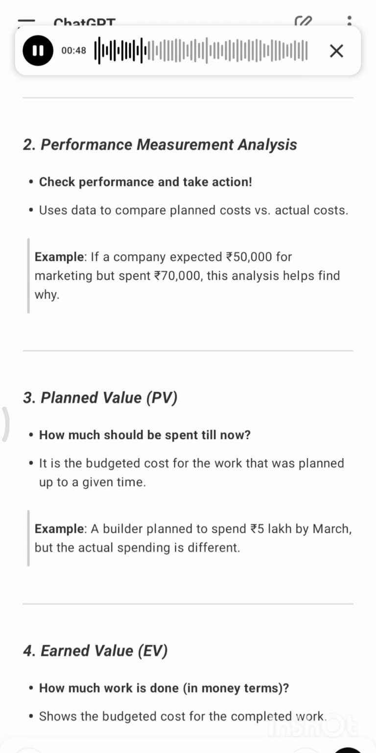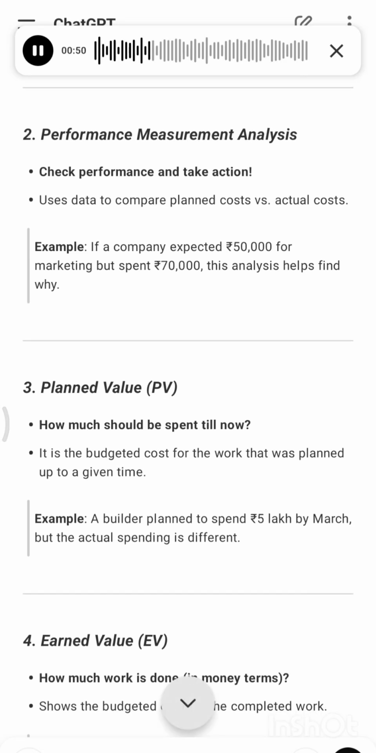3. Planned value, PV. How much should be spent till now? It is the budgeted cost for the work that was planned up to a given time. Example: a builder planned to spend 5 lakh by March, but the actual spending is different.